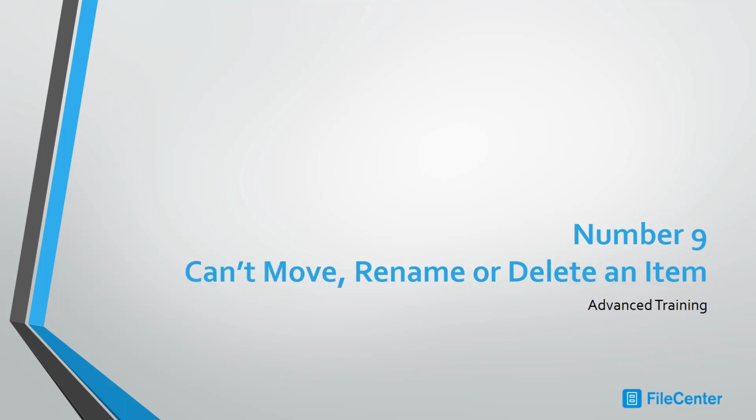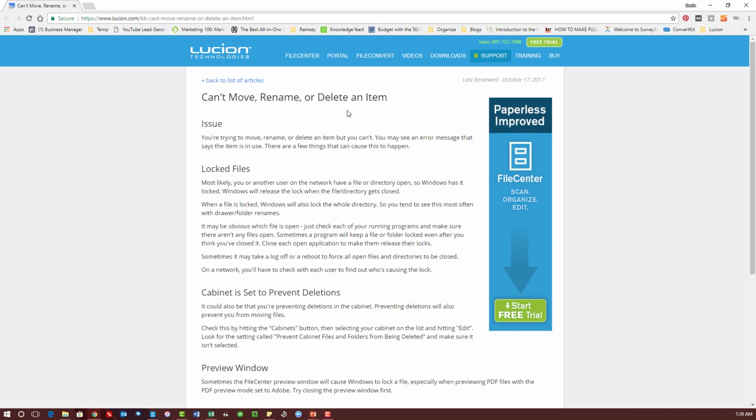All right, so number 9 is can't move, rename, or delete an item. For this particular one, this is again a pretty popular one. It's typically when you're going out and you might have set up a file cabinet, and so you're going to be able to come out to the list of articles. You'll find literally what the issue is, the locked files, how to do it, and then you can go in and resolve that issue just by doing that. So that's number 9, can't move, rename, or delete an item.